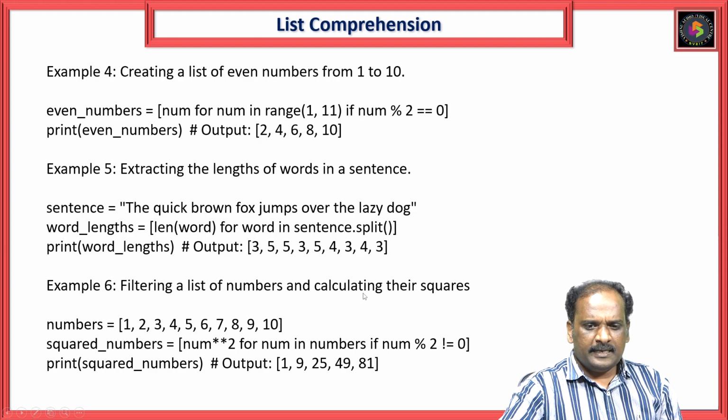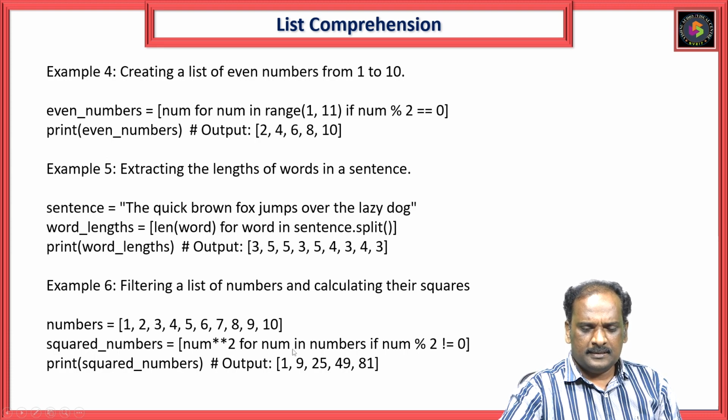Filtering a list of numbers and calculating their squares. So here the existing list is containing the numbers 1, 2 up to 10. 10 numbers are present in the existing list. Now I want to square each number, number to the power of 2. So what is number? The number is in numbers.